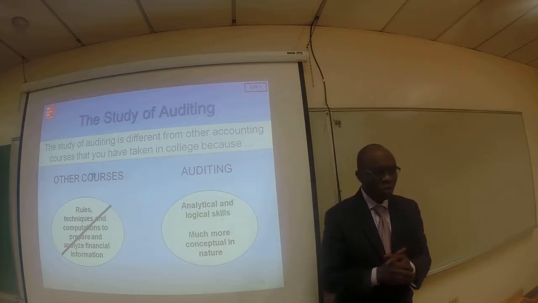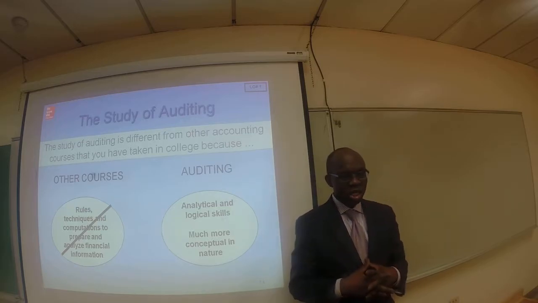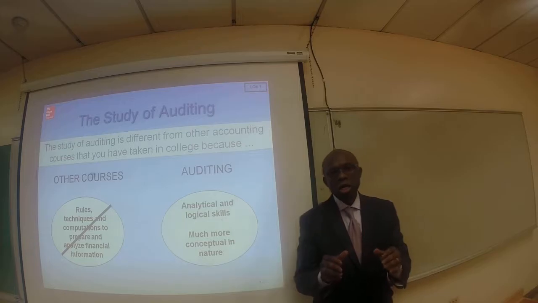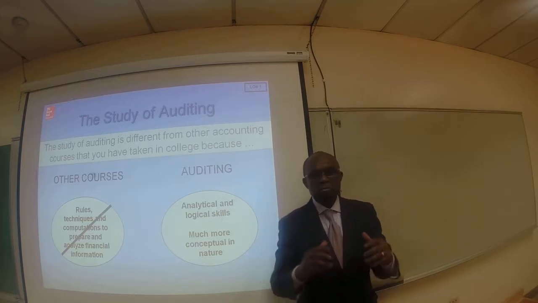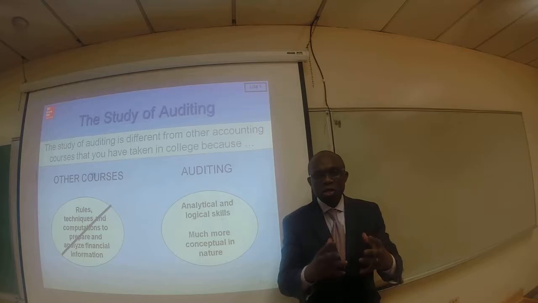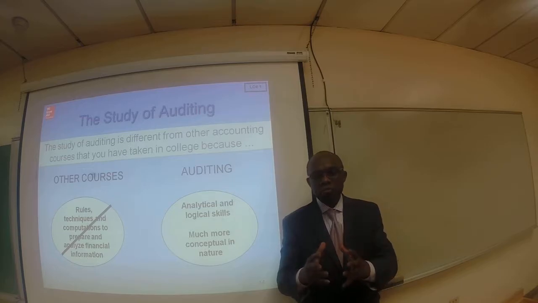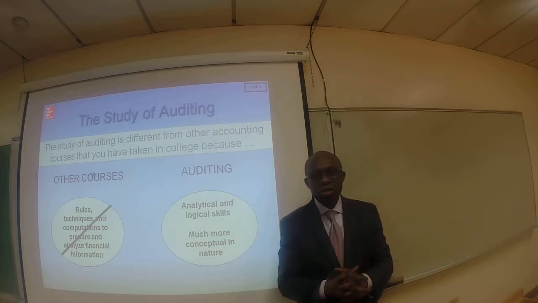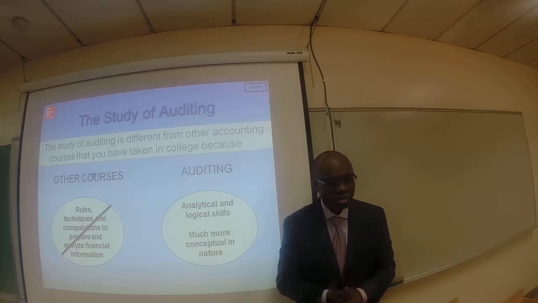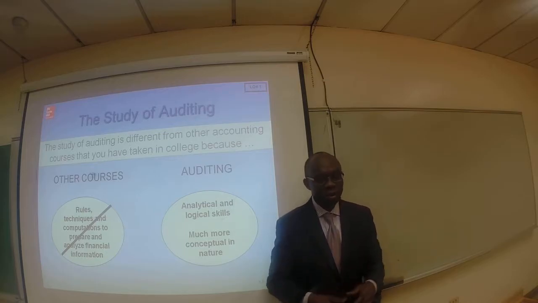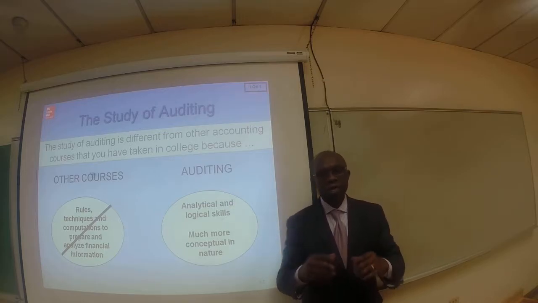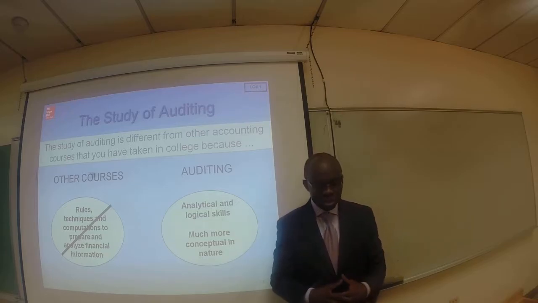Here we said that the study of auditing is different from other accounting courses that you have taken in college, because in other financial accounting courses, our main objective was to understand the accounting principles relative to the subject matter and how to apply the accounting principles. Then based on our understanding of those accounting principles and the applications, we then prepare the underlying financial statement, be it statement of cash flows or income statement or balance sheet. Then ultimately, we roll up our sleeves and analyze and interpret the numbers.